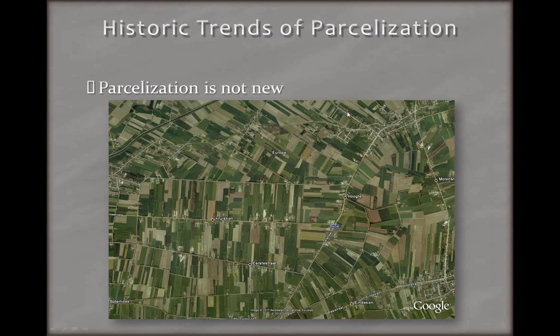So now I want to talk about some of the historic trends of parcelization. Like I said before, parcelization isn't new. It's been happening for a very, very long time. This snapshot here is actually from Europe, in France, I believe. It shows land ownership and parcelization that has gone on for centuries. You can see it's a very complex system there. Subdivision has gone on for centuries, creating a very complex system with very narrow lots. So how we divide our land and sell our land goes back a long time.